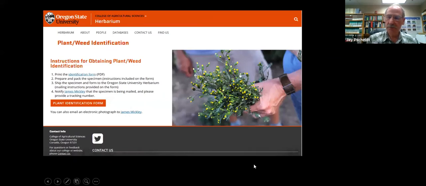Oh, there we go. Don't know why it works one way and not another, but this is another way of identifying a plant: Oregon State University. You can send in real samples to our herbarium, and we run a plant and weed identification service. James Mickley is doing that, and he's very good at that.